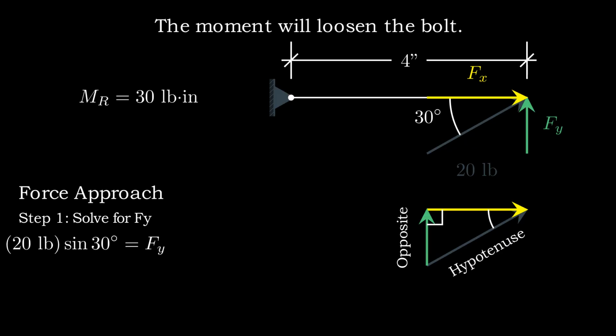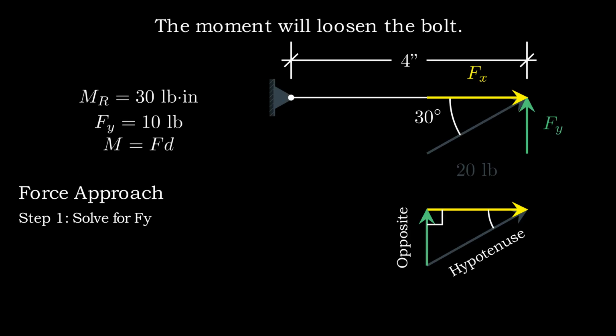Solving for Fy, we get 10 pounds. Now, we can multiply Fy by the distance from the hinge to where it's applied to the wrench, and we get 40 pound-inches. This is a big enough moment to loosen the bolt, and now that the force is pushing on the wrench, it's going the right way to loosen the bolt.